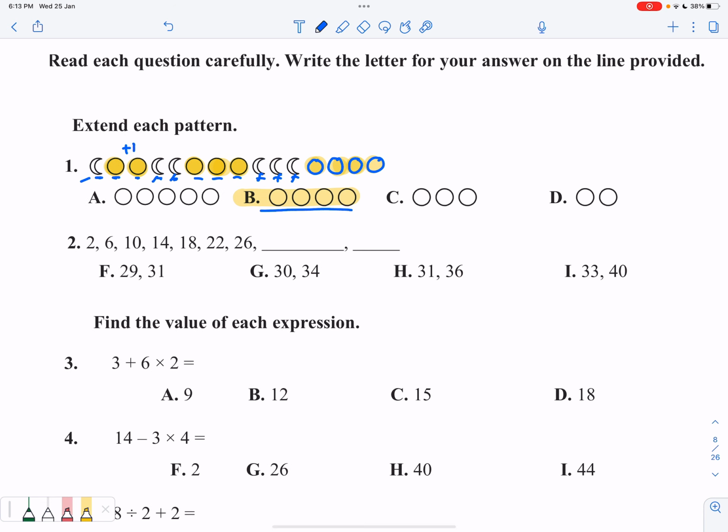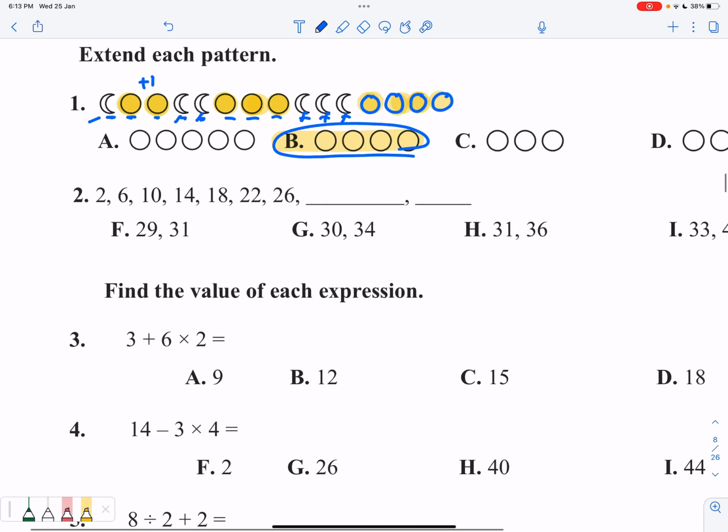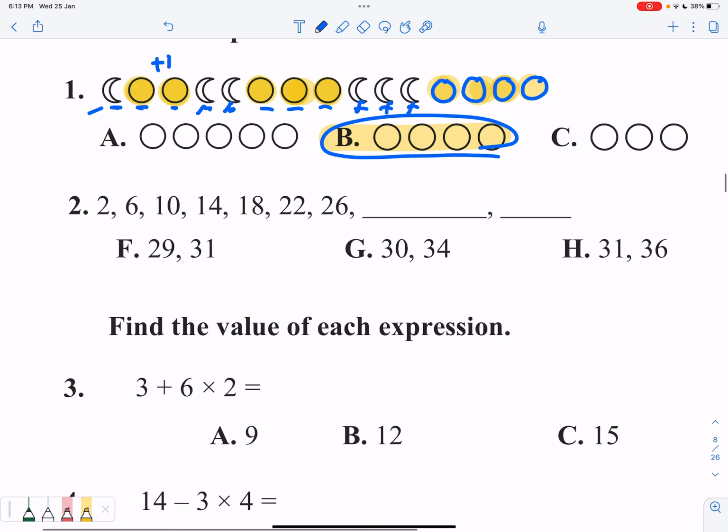Next, here B. The next pattern says 2, 6, 10, 14 and so on. So from 2 to 6 we need to add what? 2 to get 6, we need to add 4. 6 to 10, also adding 4. 10 to 14, adding 4. 14 to 18, adding 4. So each time we add 4 to get the next term.